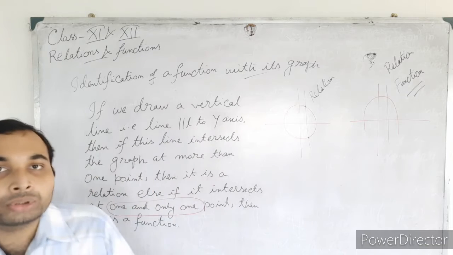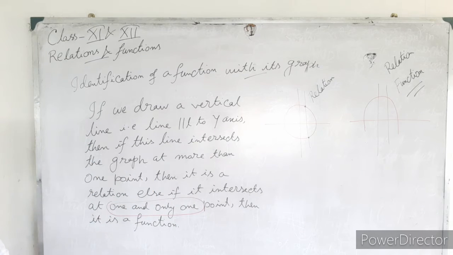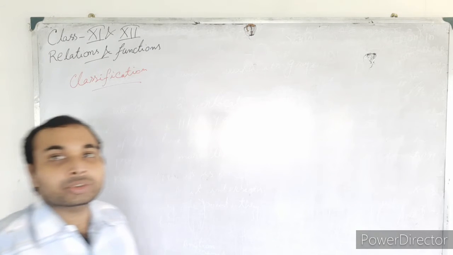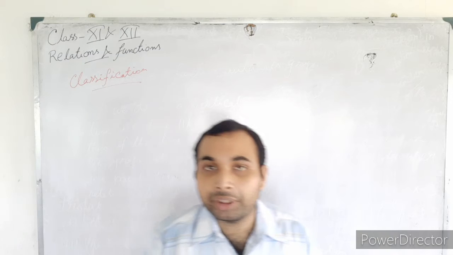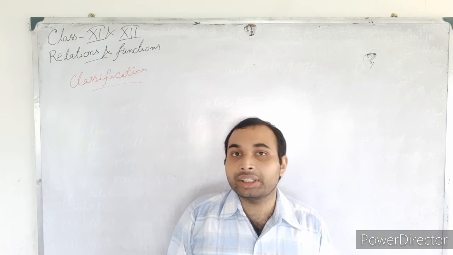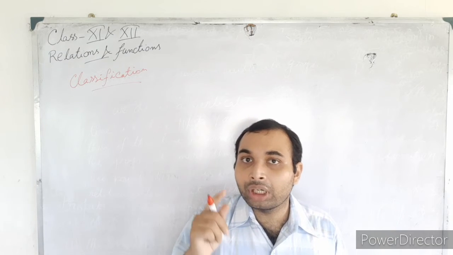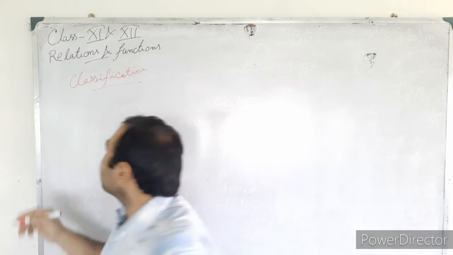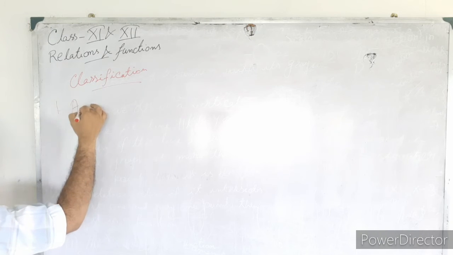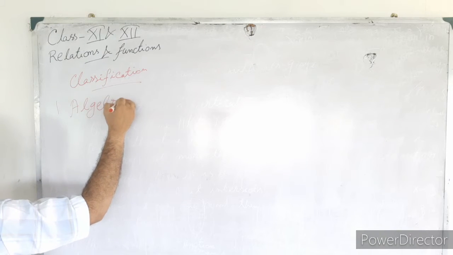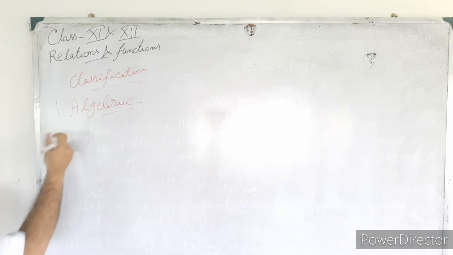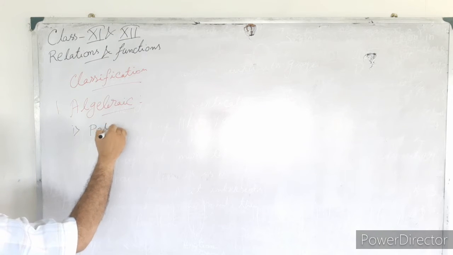Okay, now let us come to some of the types of functions. Classification: there are mainly two types of functions. One is the algebraic function and another is the transcendental function. I repeat, one is the algebraic function and another is the transcendental function. Within the algebraic functions, some types are there. Number one is the polynomial function.